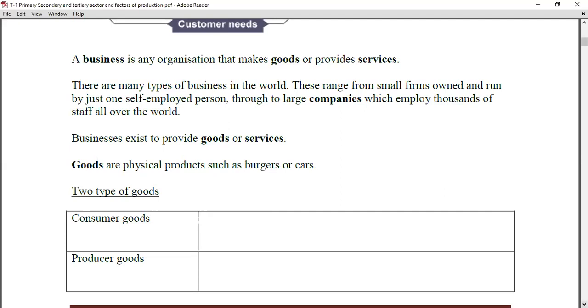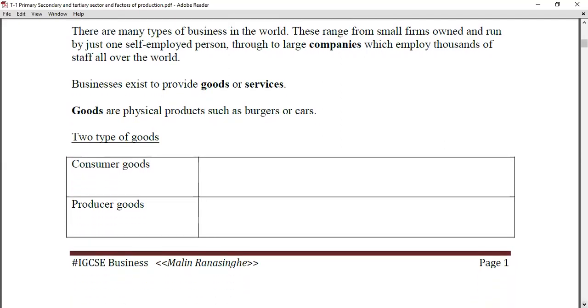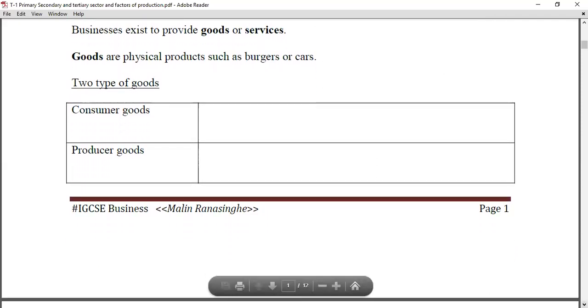This is a good definition. You can highlight that goods are physical products such as burgers or cars, physical in nature. Goods have certain characteristics, which I'll tell you about later. And there are two types of goods: producer goods and consumer goods.